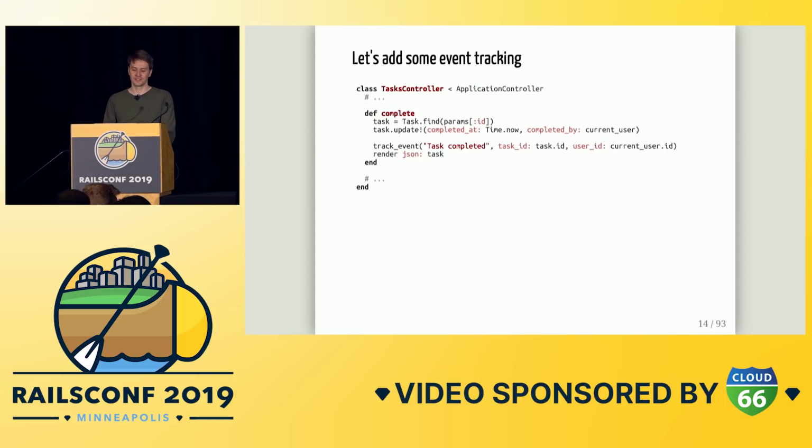Now let's add some event tracking, right? Because as soon as an application goes into production, we need to track some events on it. So we add this snippet of code that's track event with a task completed event, give it a task ID, give it a user ID. And you can imagine how we're adding this in this action, but we actually have that method in almost every single action in almost every single controller in our app.